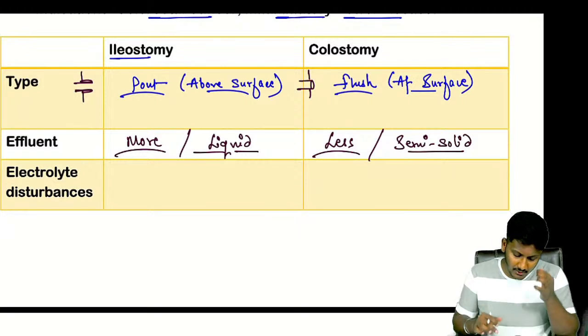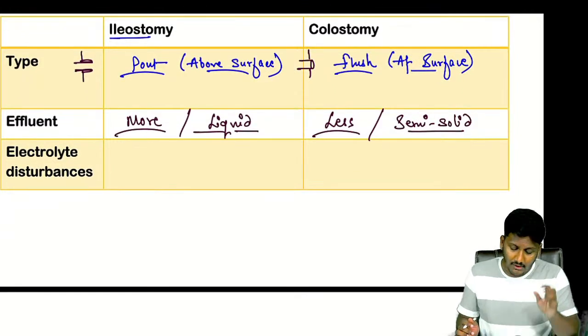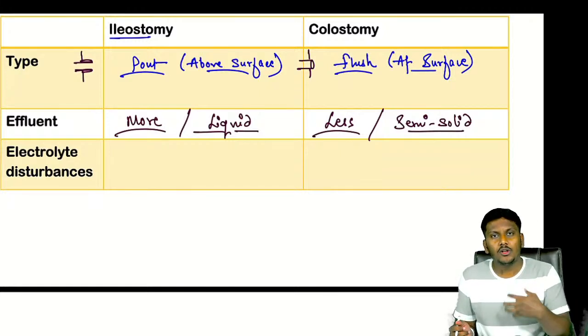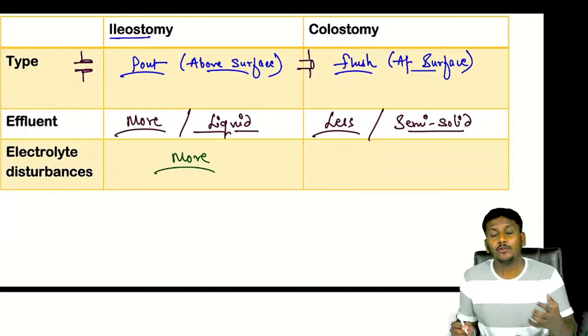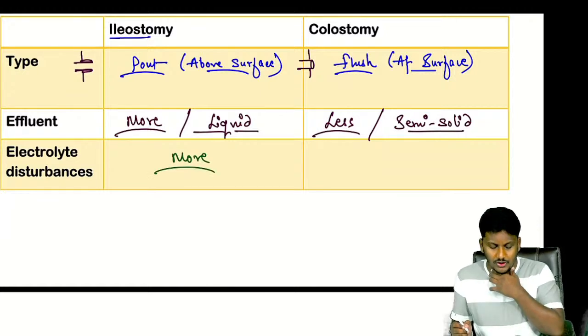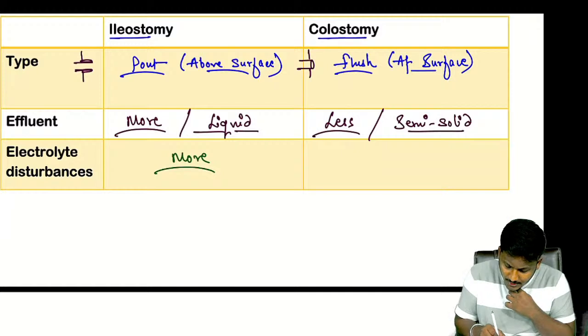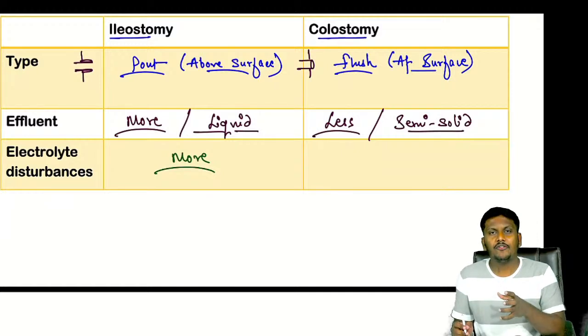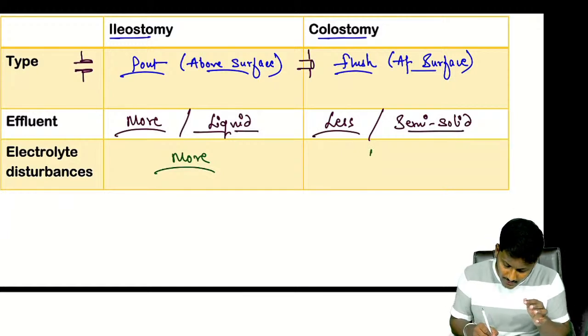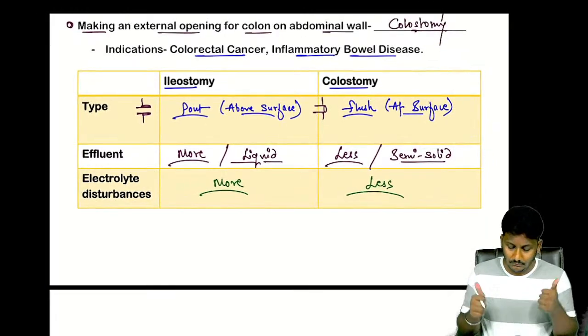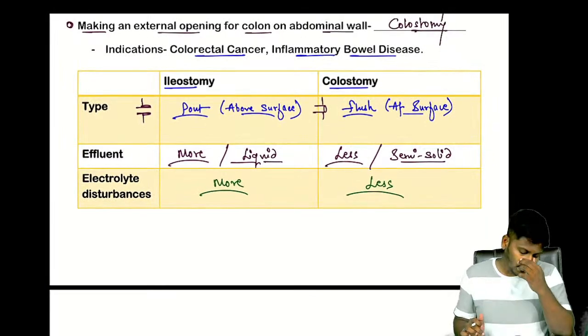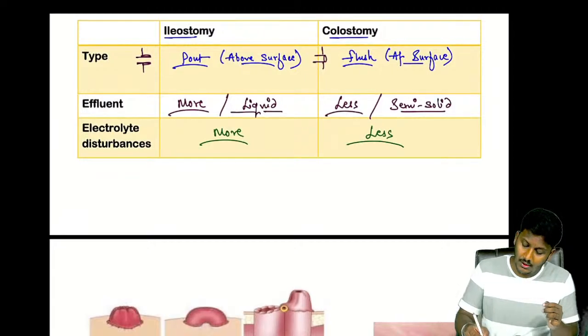Bache. Clear about? Electrolyte disturbances beta, we know that in ileostomy there is more amount of liquid coming out. That's the reason beta, there will be more chances or more risk of electrolyte disturbances over here. In colostomy, definitely beta, there is a semi-solid material coming out, so definitely a lot of water and electrolytes would have got properly absorbed beta. So that's the reason there will be less chances of electrolyte disturbances in a colostomy. Clear to all of you now? These are the important things that you have to remember.